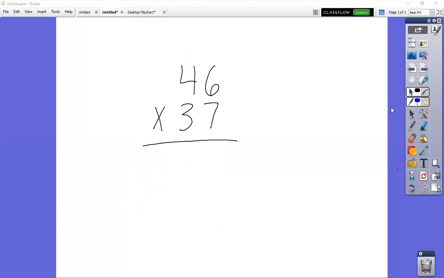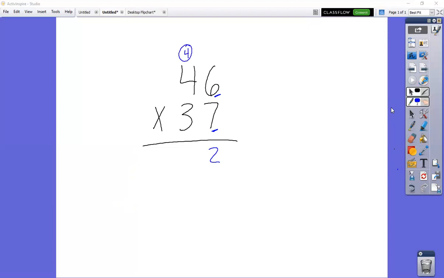All right, welcome back. We are going to start with step number 1. Step number 1 is doing regular 1-digit by 2-digit multiplication. We're going to pretend that that 3 isn't there. We're just going to start with our 7. 7 times what's in the 1's place, which is 6. 7 times 6 is 42. I'm going to put my 2 down there, my 4 up here.